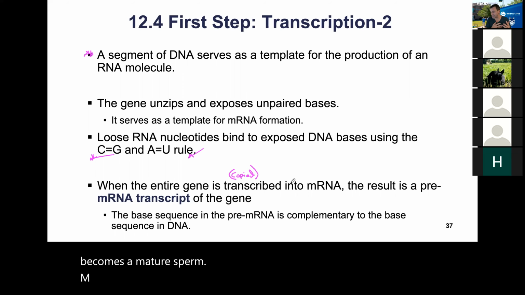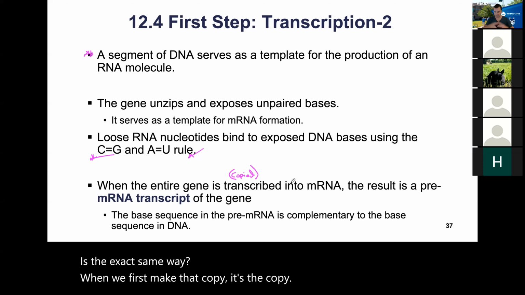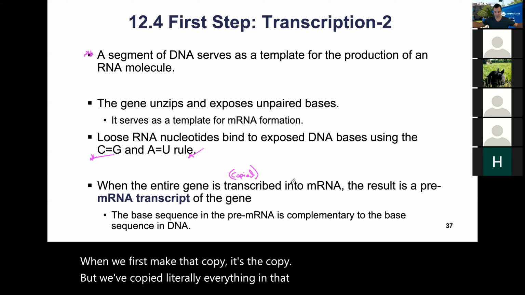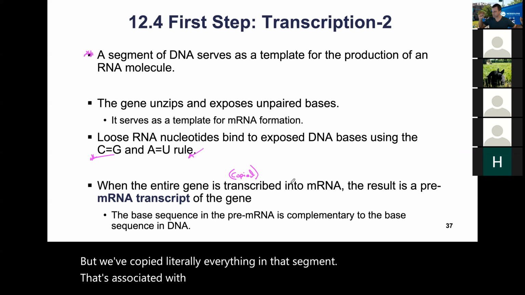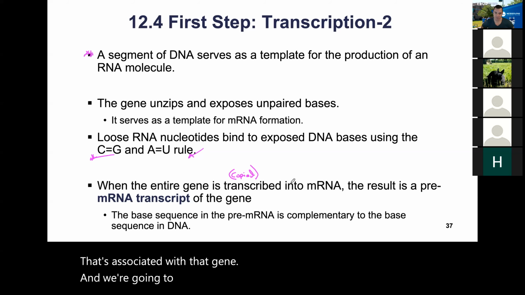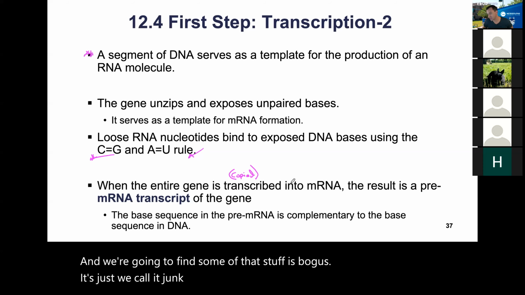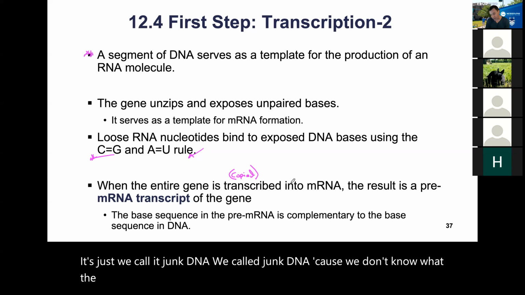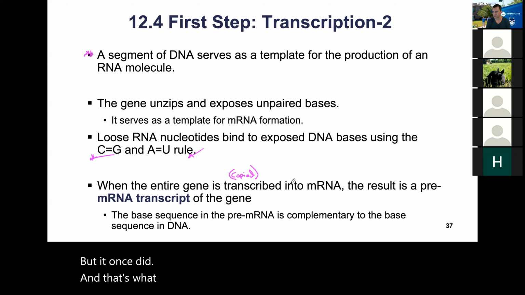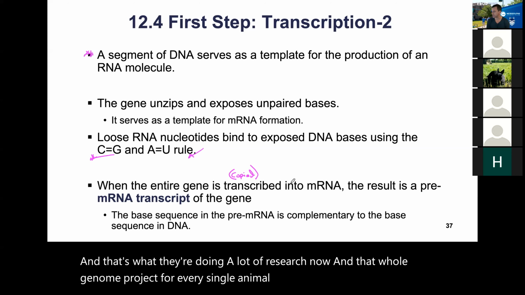mRNA is the exact same way. When we first make that copy, it's the copy, but we've copied literally everything in that segment that's associated with that gene. And we're going to find some of that stuff is bogus. We call it junk DNA because we don't know what it codes for. It doesn't code for anything, but it once did. And that's what they're doing a lot of research on now in that whole genome project for every single animal on the planet. So pretty interesting stuff.